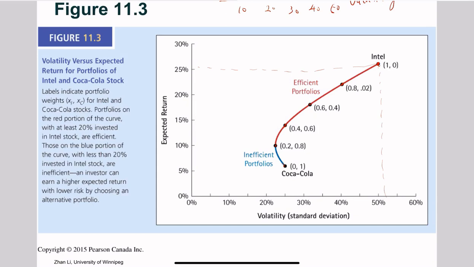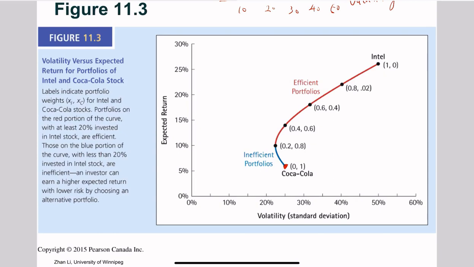Okay, now let's look at this curve, and we could learn about efficient portfolios versus inefficient portfolios. So let's just pick a portfolio, right? Let's just pick this guy. So this portfolio is about investing $0 into Intel and putting all your money into Coca-Cola stock, right?